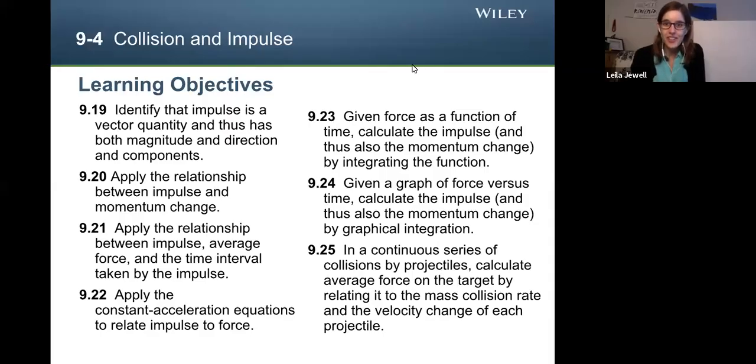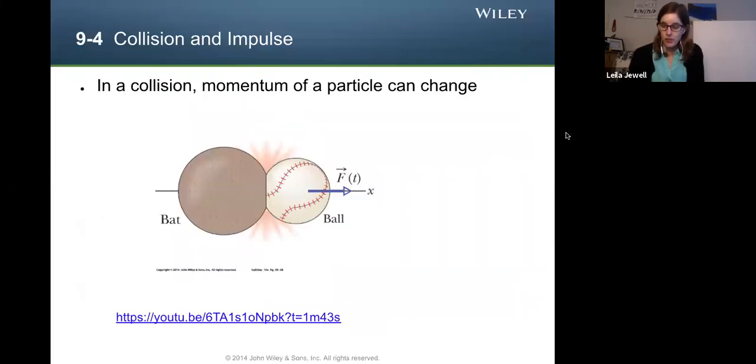Our next section, 9-4, is looking at collision and impulse. Whenever you have a collision, two objects colliding, hitting each other, the momentum of a particle can change, right? A simple example of this is a baseball bat striking a baseball.